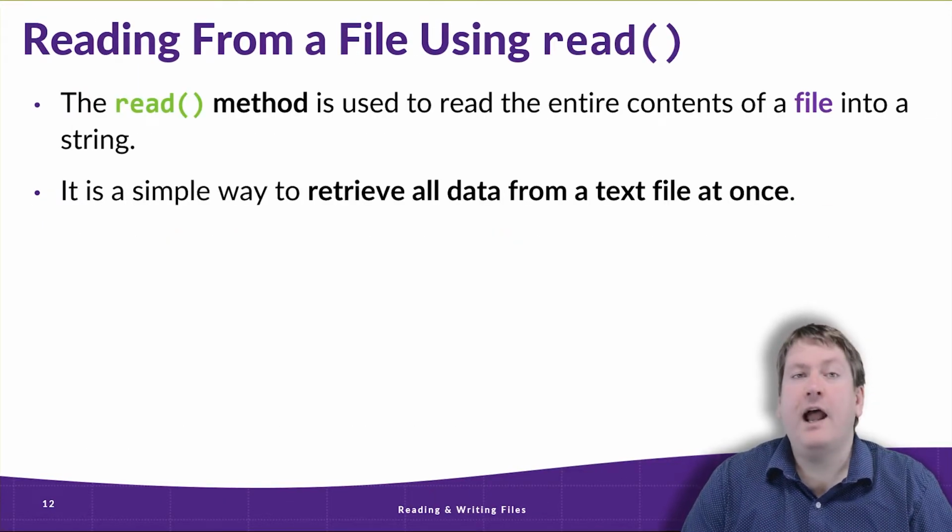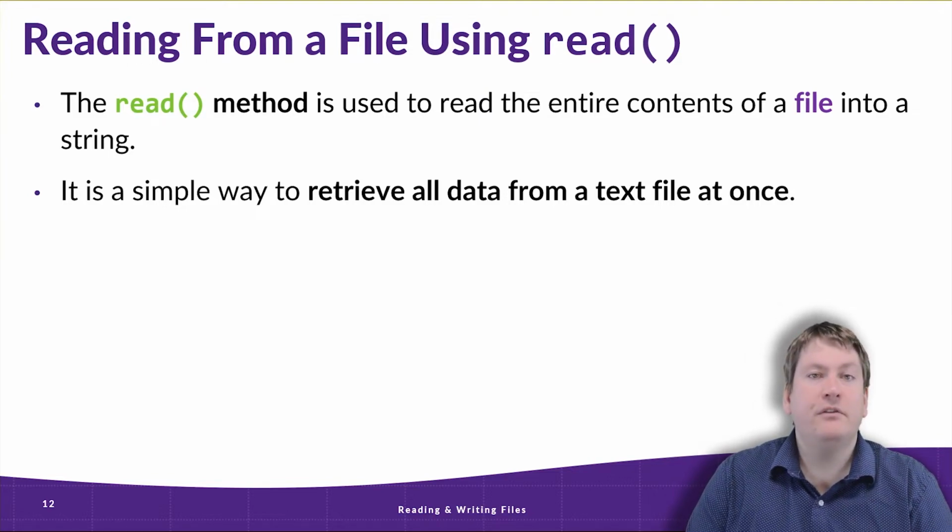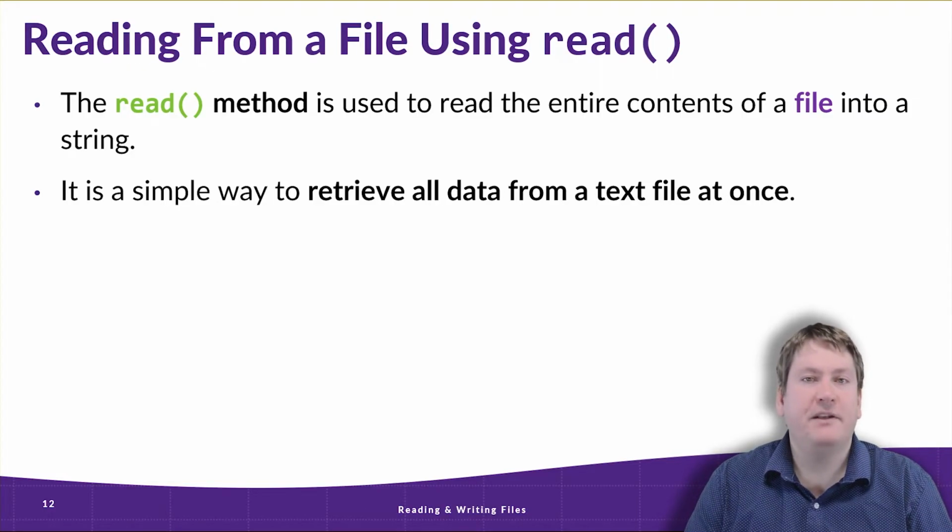Let's now take a look at how we can actually read from a file. The simplest way to do this in Python is with the read method. When we use the read method on a file object, and we don't give it any parameters, it simply reads the entire contents of the file and returns that as a string. This gives us a very simple way to retrieve all of the data from a text file at once. Let's take a look at an example.